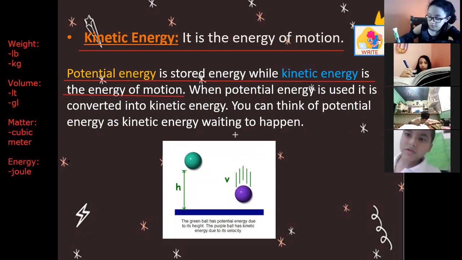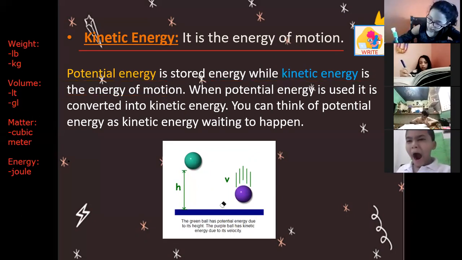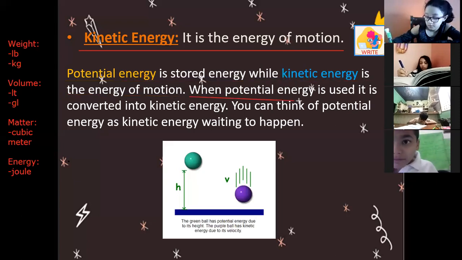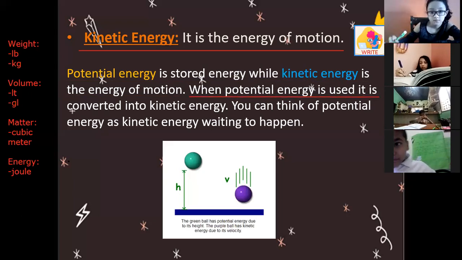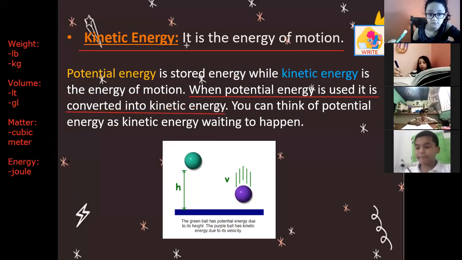Let's copy this better, because you already have that. Copy here: when potential energy is used, it is converted into kinetic energy.